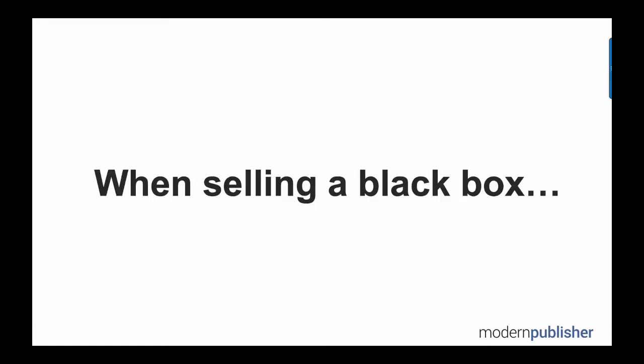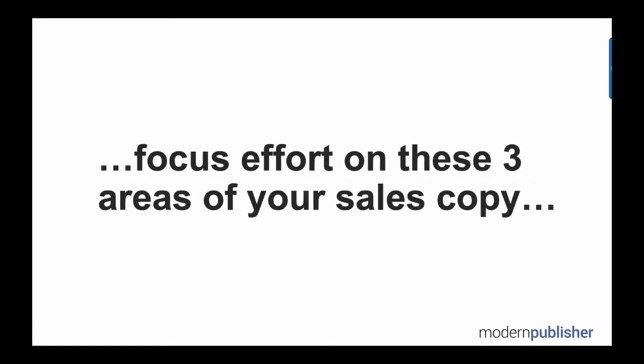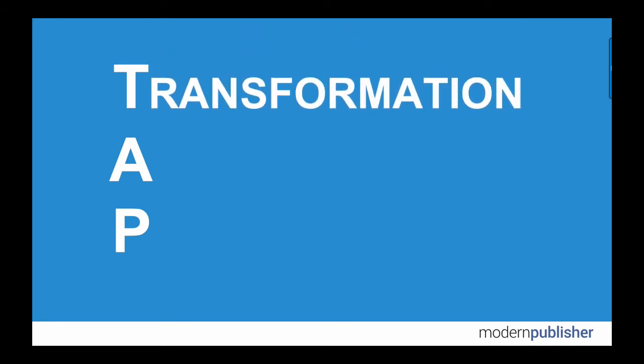So when you're selling a black box, I want you to focus your effort on these 3 areas of the words that you write, the sales copy. And I use this acronym. It's called TAP. Okay, so TAP is, I want you to focus on these 3 areas in your copy. Transformation. Okay, what is transformation?